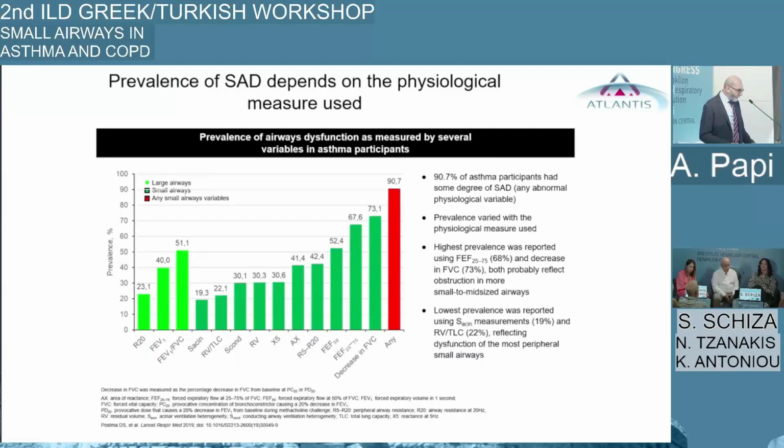Now, one of the problems is that we don't have a gold standard to assess small airways. We have seen some of the methods that have been used to assess different aspects of small airways, either resistance or compliance or elasticity or heterogeneity of the distribution. But all of them assess a different aspect.